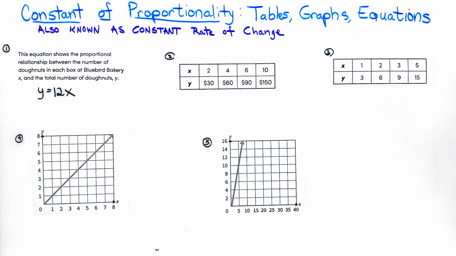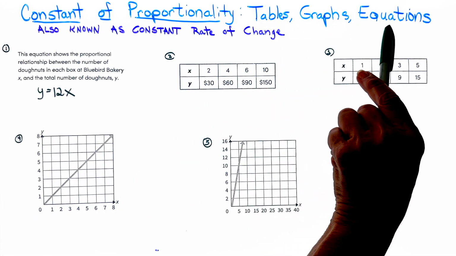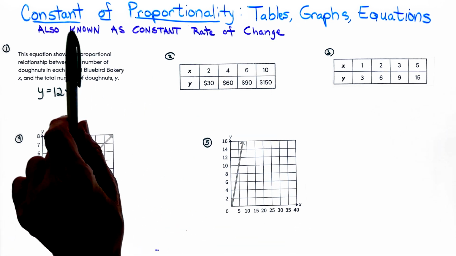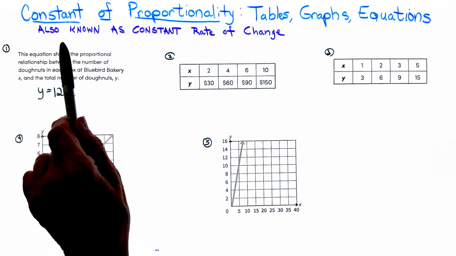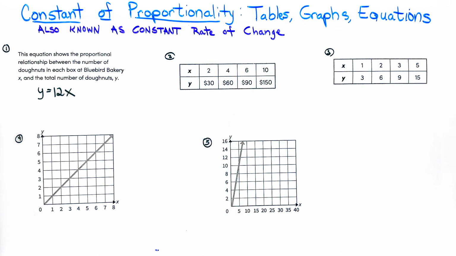For this lesson, we're going to be looking at constant of proportionality in tables, graphs, and equations. So the constant of proportionality is also known as the constant rate of change. Let's take a look at the different examples that we have.